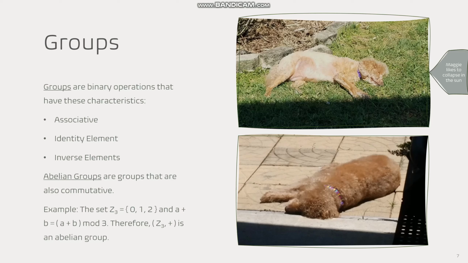So groups are going to be binary operations that have some of the characteristics that we've already defined. So it's going to be a binary operation over a set S that is associative, has an identity element, and has inverse elements. And if on top of that, the group is commutative, then it is an abelian group, which I hope I'm pronouncing correctly.